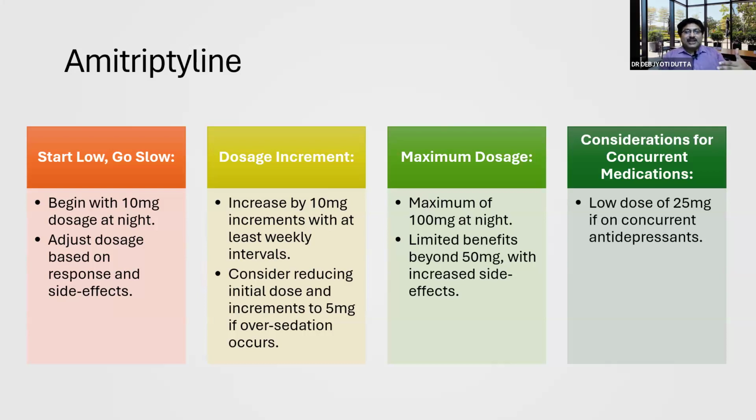Usually we do a 10 milligram increment weekly, depending on the condition, and we have to reduce the dose if there is oversedation or the patient is having other side effects. One of the common side effects is the anticholinergic effect, like dryness of mouth. If the patient has BPH, it might decrease micturition because of the anticholinergic effects. The maximum dose is 100 milligram at night, with limited benefit beyond 50 milligram while side effects increase.